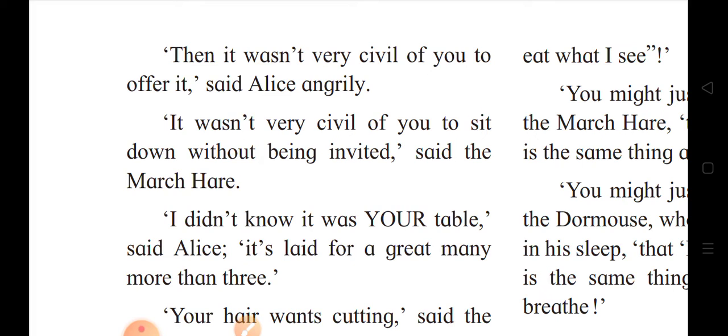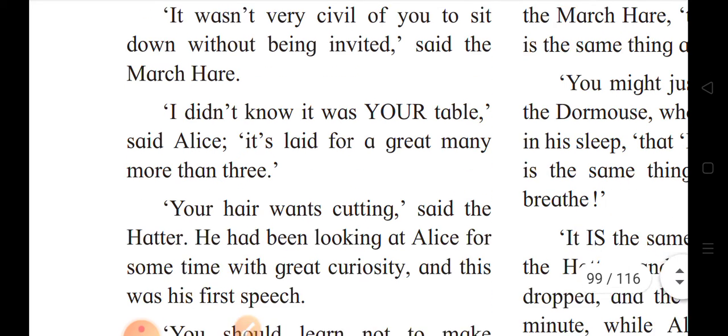"It wasn't very civil of you to sit down without being invited," said the March Hare. So in return he gave back to her that it wasn't very civil of her either. It means it was not polite or well mannered that you sat down without being invited. Without being invited means without our permission, you sat down on the armchair. So that is why he spoke with her like that, in a funny manner.